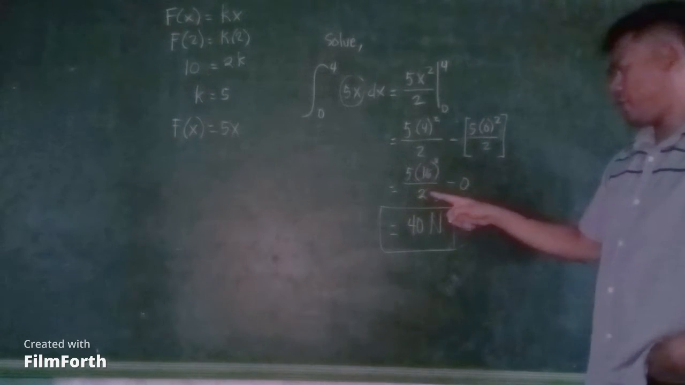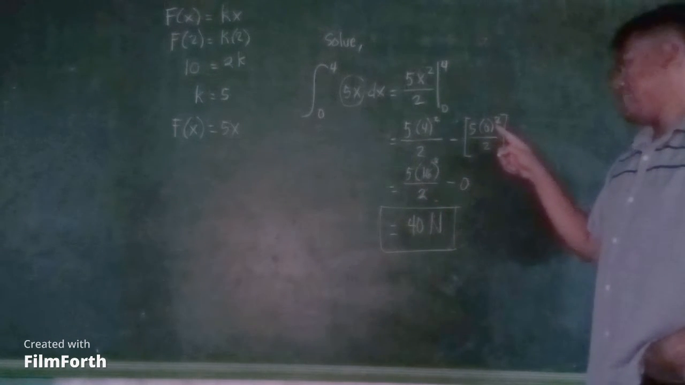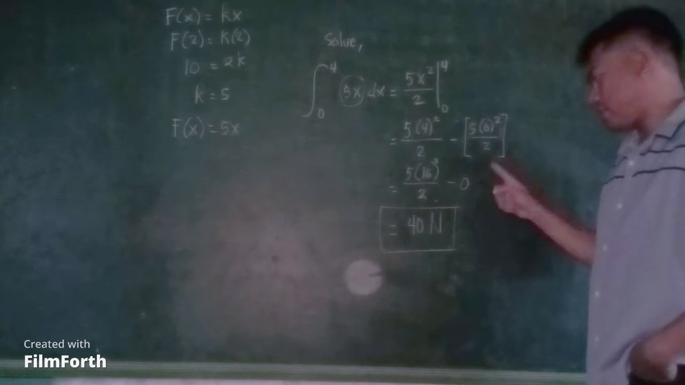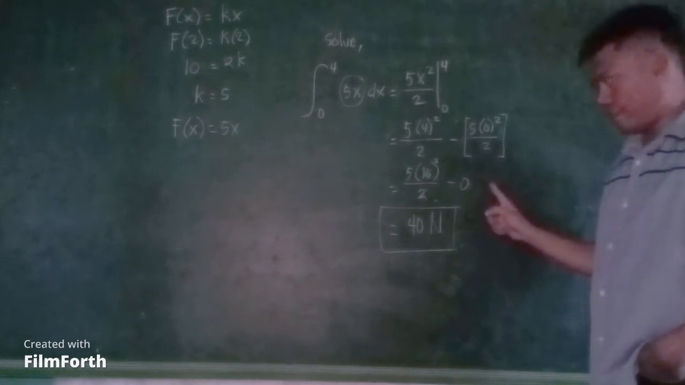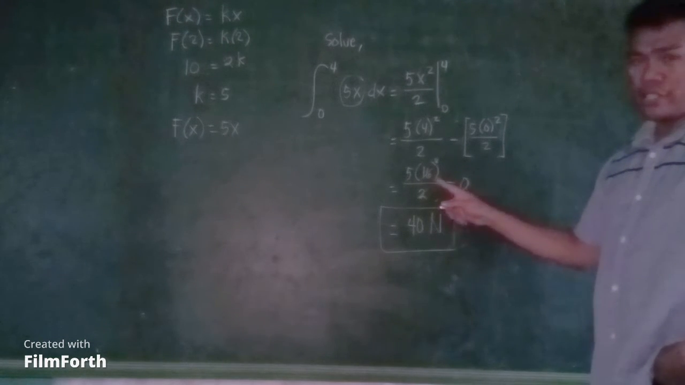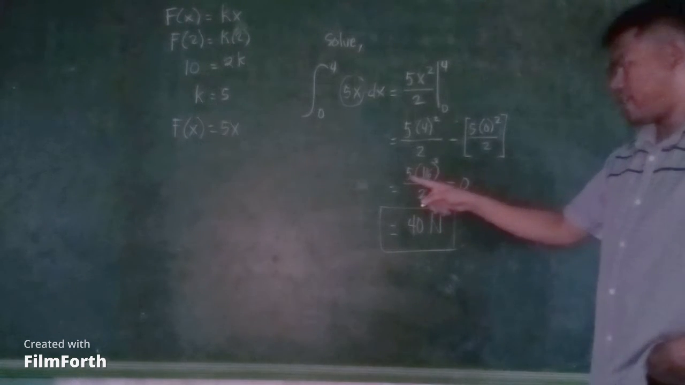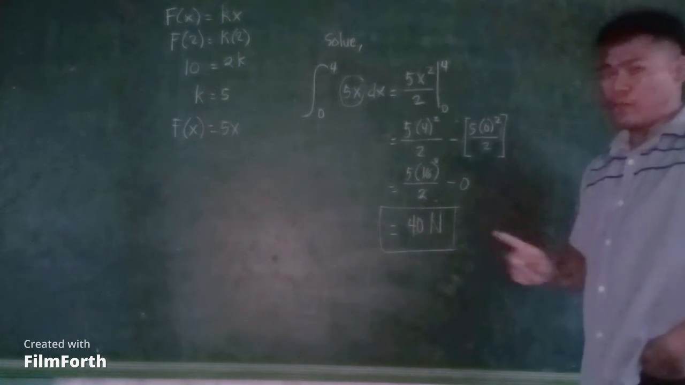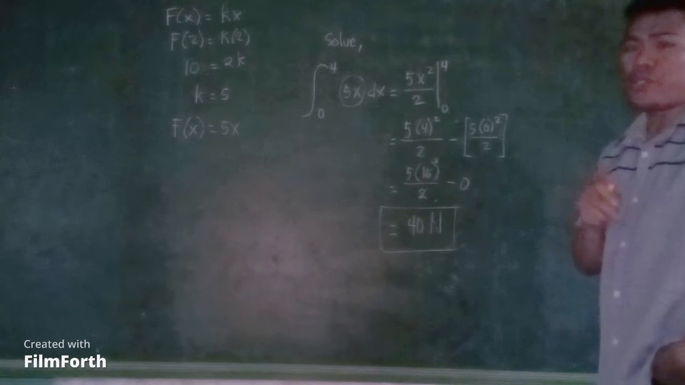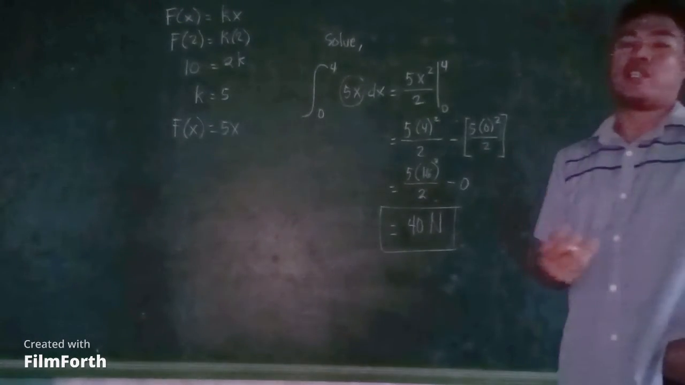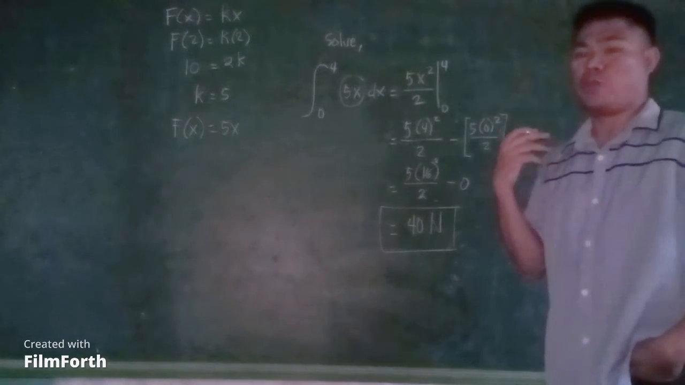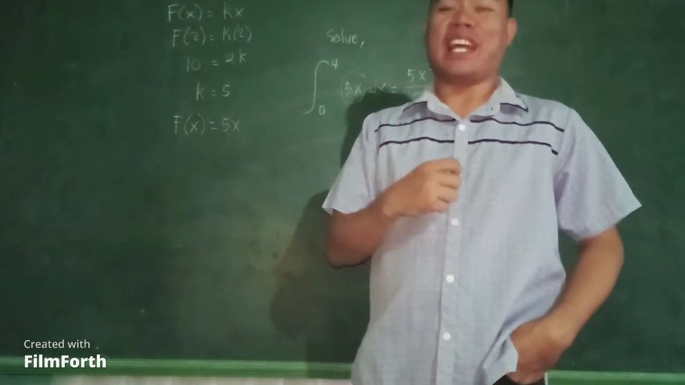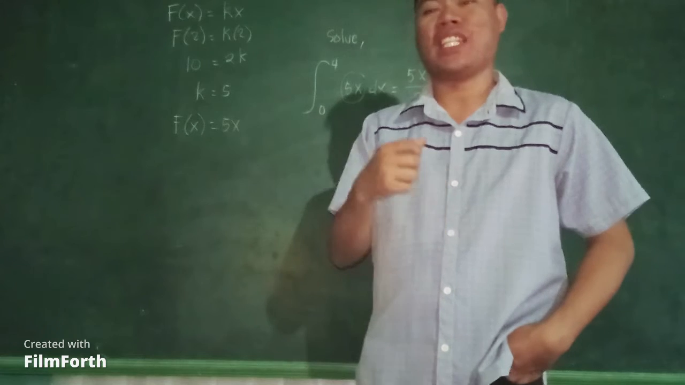Compute first the 4. 4 squared is 16, so we have 16, then copy 5 over 2. Then 0 squared is 0, times 5 is 0, divided by 2 is 0 still, so minus 0. So 16 over 2 is 8, then 5 times 8 is 40, minus 0, so still 40. So it needs a force of 40 Newtons so that the length of the spring will be 4 meters.